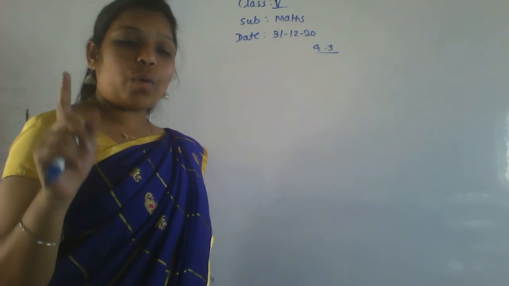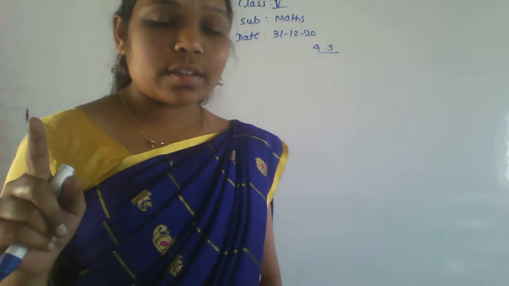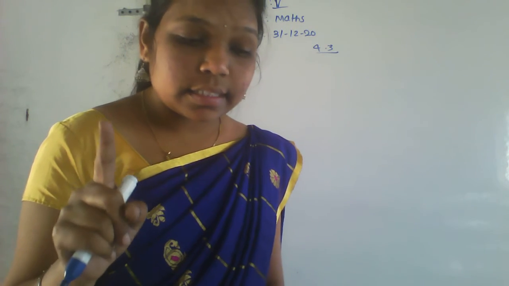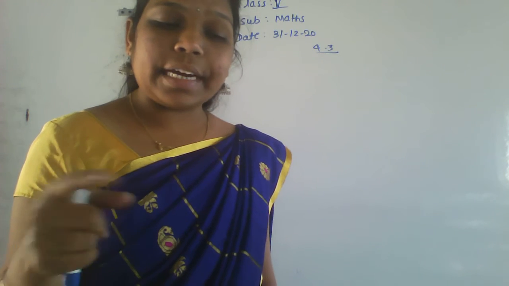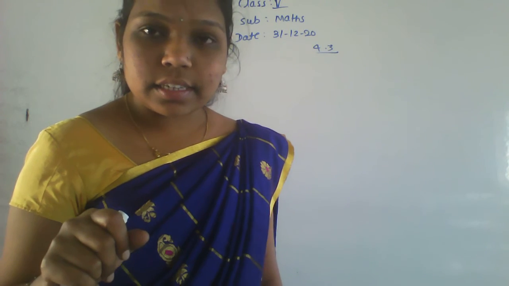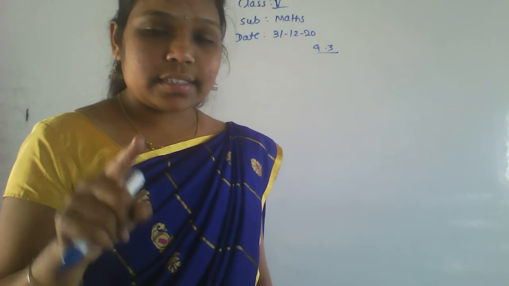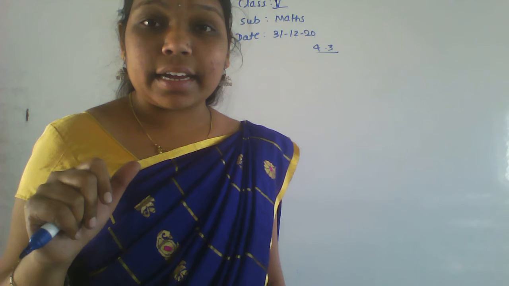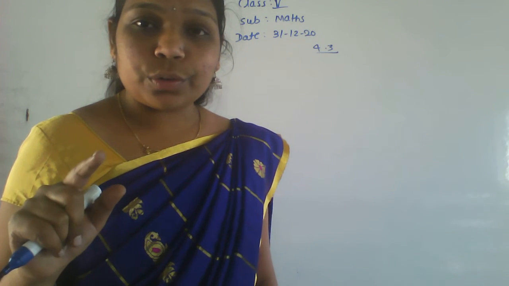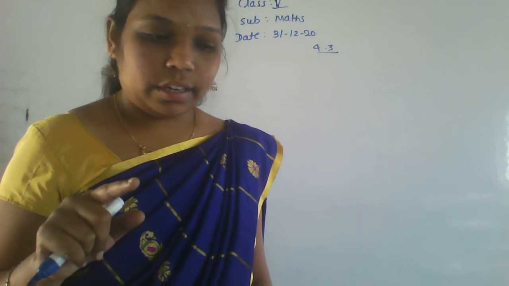Okay. So one packet of cookies, what is the weight of one packet of cookies? That is 3 by 4 kg. Okay. Then what is the weight of the 20 packets? One packet weight is 3 by 4 kg. What is the weight of 20 packets they are asking? So we need to do multiplication here.